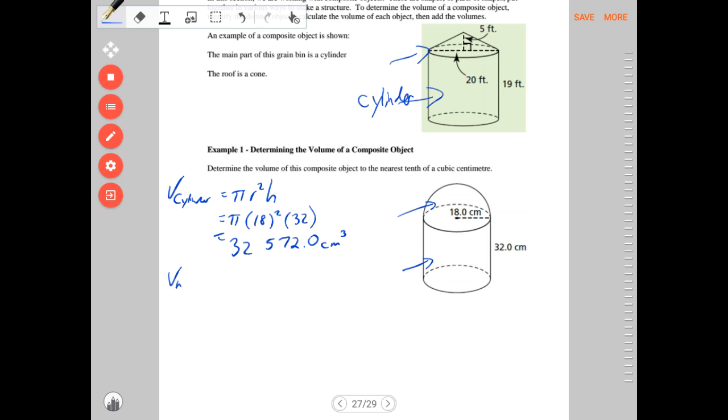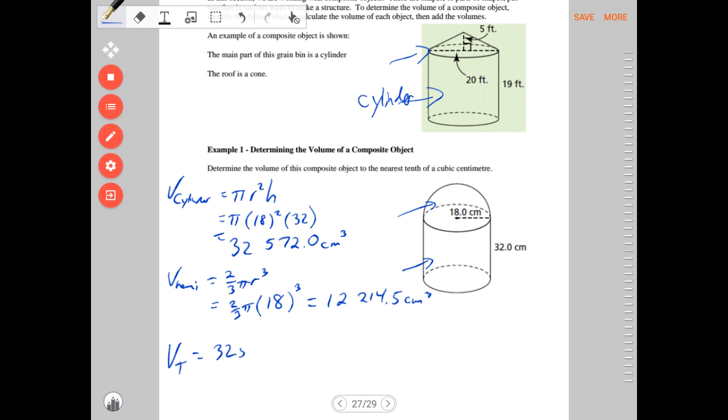Okay, so the volume of the hemisphere. Remember the volume of a normal sphere is 4/3 pi r cubed, so the hemisphere is 2/3 pi r cubed. So 2/3 times pi times 18 cubed. When we type that in, that works out to 12,214.5 centimeters cubed. Then to get the total volume, we just add the two together.